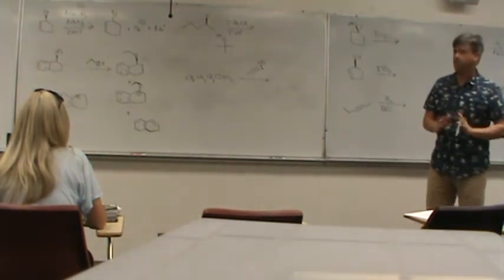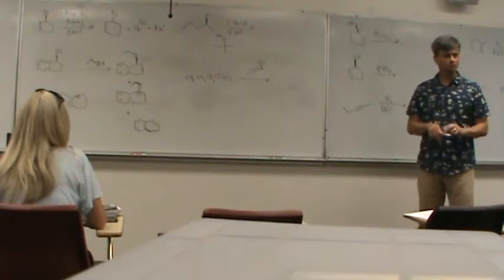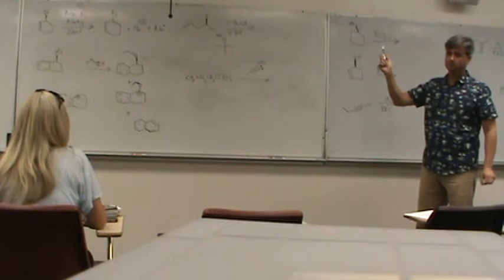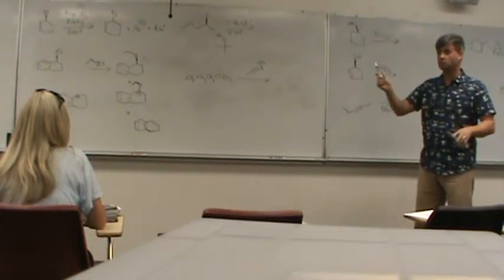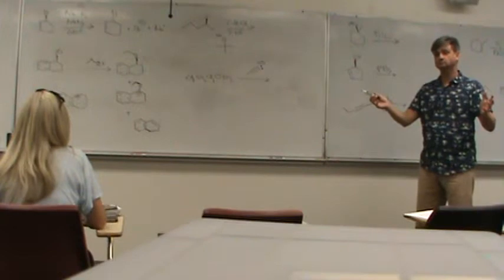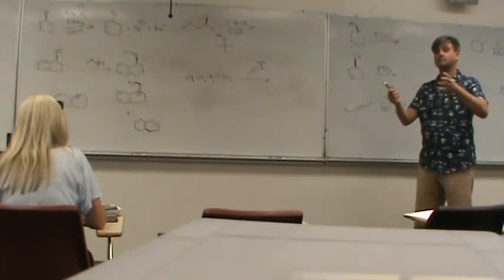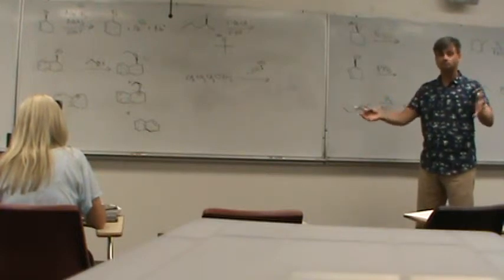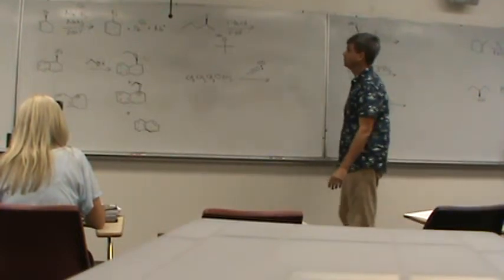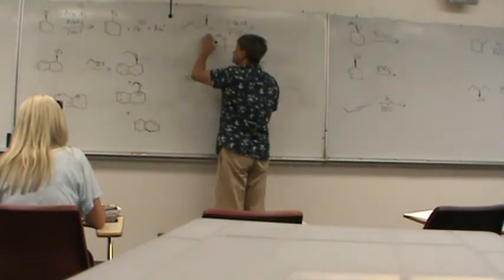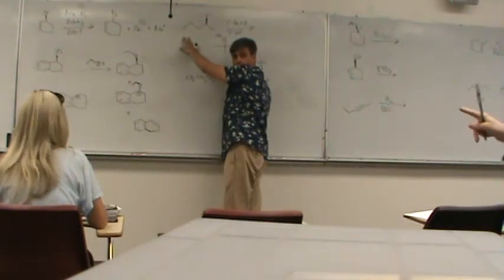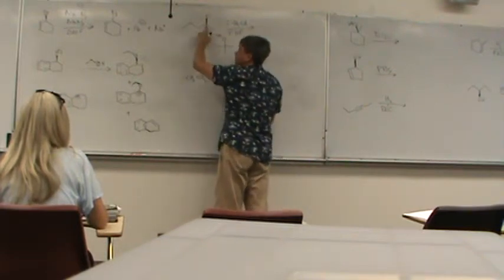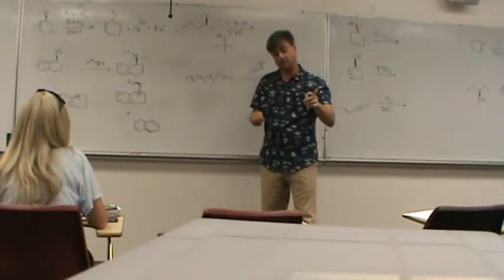What do I need to do to get my product? What's the process you go through to write the right thing in the box? You know it's an E2. What type of product are we creating? Elimination, but what type of product is it? Alkene. We want to write an alkene. Where do I draw the alkene on this starting material? Where the Cl was, and adjacent, any place there's an adjacent hydrogen.